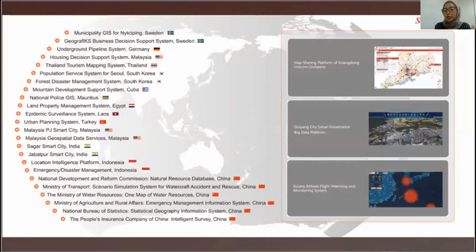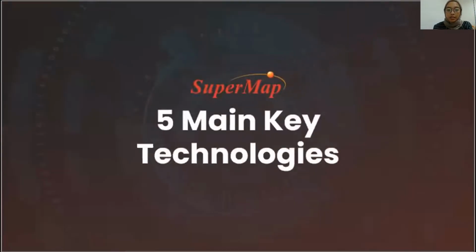This is just an overview for you to get to know our existing projects, because we have been involved in various industries, starting from land management, plantation, mining, cyber and security, urban planning, and others. Now I will discuss the five main key technologies in Supermap, which is very basic before you get in touch with Supermap.